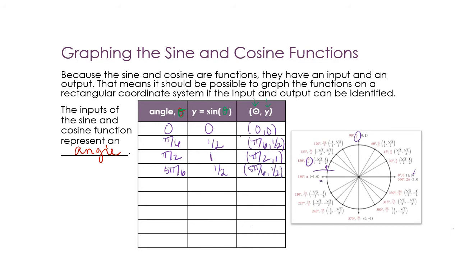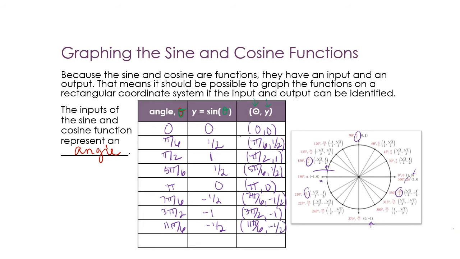And then if we're at pi, the y value is 0. So that point would be pi, 0. If we're at 7 pi over 6, the y value there is negative 1/2. So that's going to be 7 pi over 6, negative 1/2. If we're at 3 pi over 2, the y value is negative 1. So 3 pi over 2, negative 1. And then if we're at 11 pi over 6, we are at negative 1/2. So 11 pi over 6, negative 1/2 is our coordinate point.